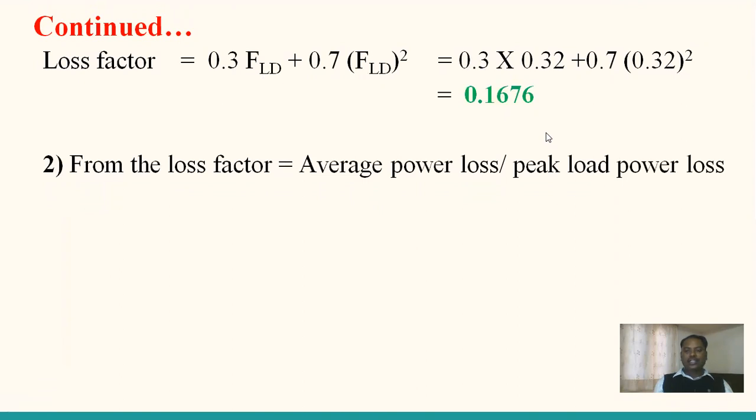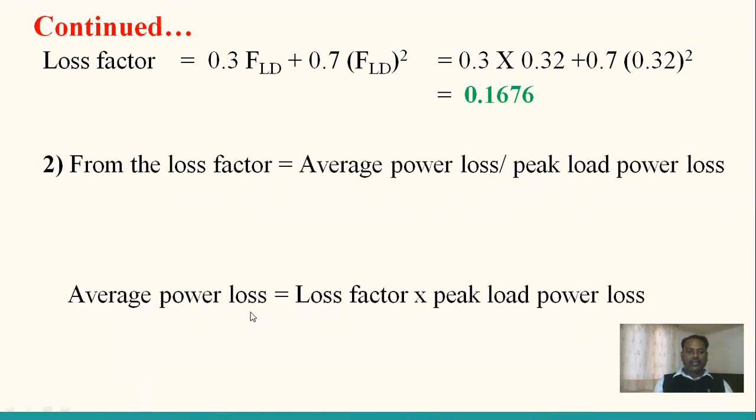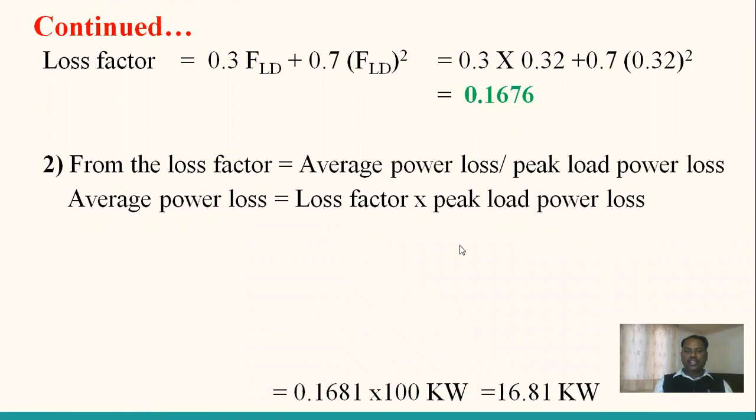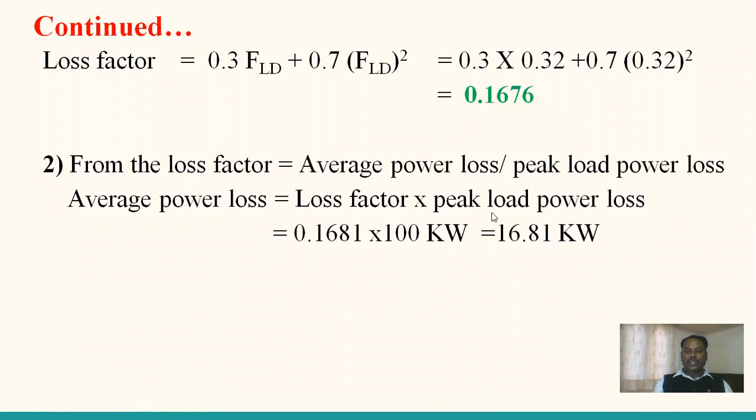Similarly, another one is the energy loss we need to calculate. From the loss factor, average power loss by power loss at peak load. Average power loss is equal to loss factor into peak load power loss. The loss factor we have just calculated, 0.1676, multiplied with 100 kilowatts, gives 16.81 kilowatts. This is the average power loss. Once the average power loss is calculated, it should be multiplied with 24 into 365 days. Power multiplied with time gives energy.